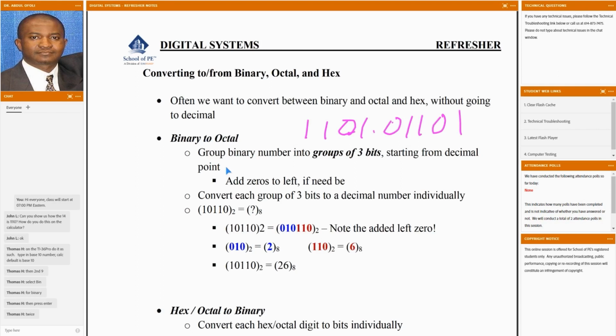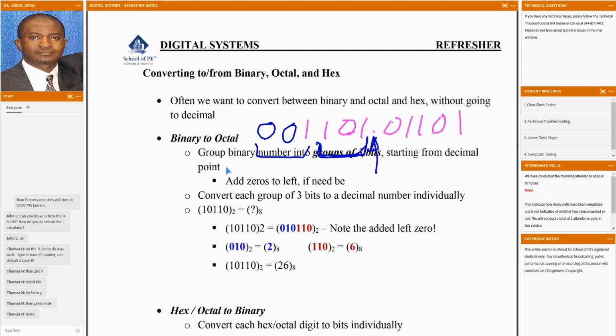Grouping in bits of 3 means I start from the radix point, that is the fraction point, the decimal point if we want to call it that. I start from there, and then to the left, I make groups of 3. This one is the first 3, but this one is left with only 1. So I just pad it with 2 more zeros because I need groups of 3. That's the whole number side.